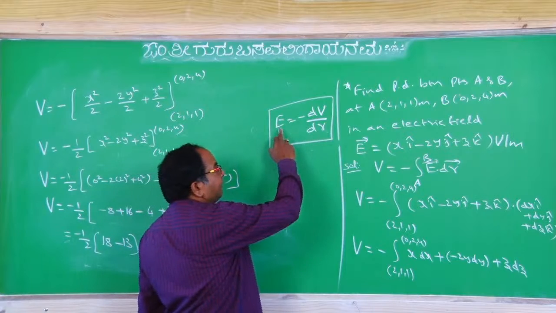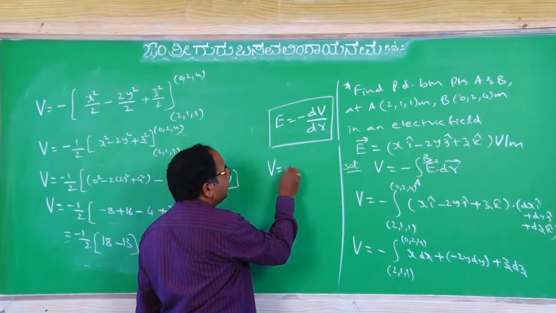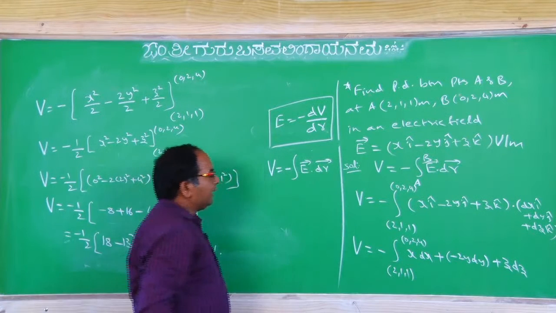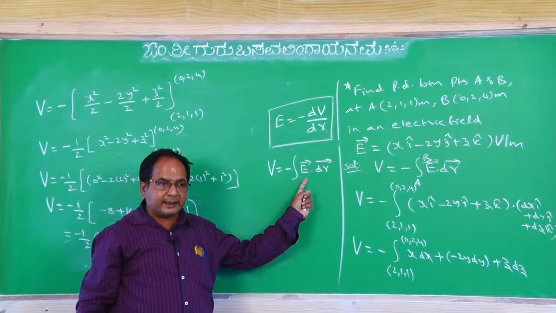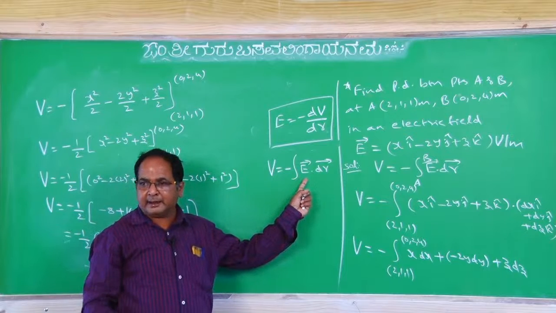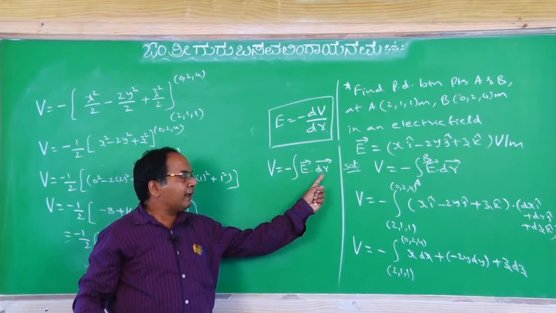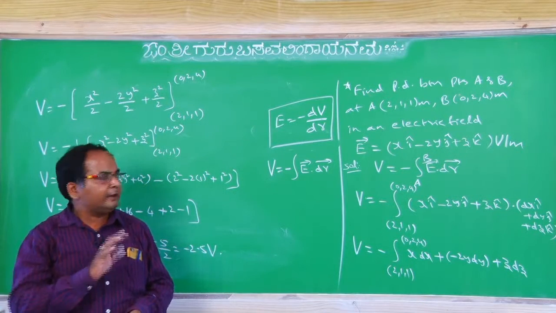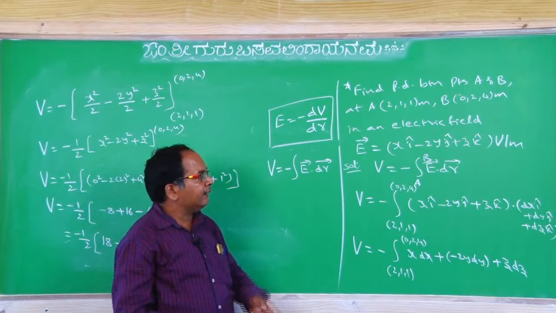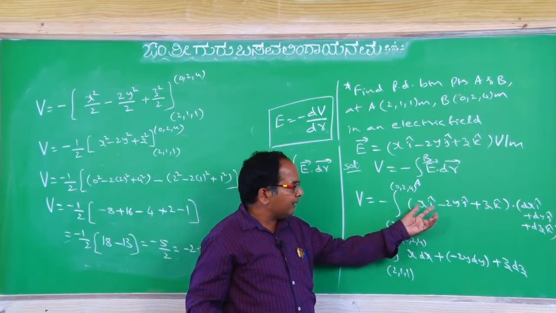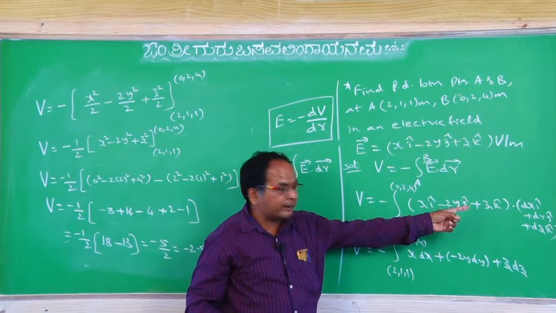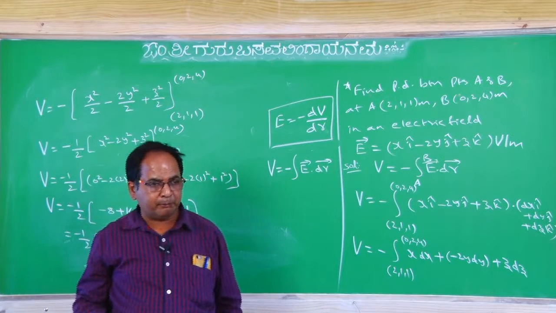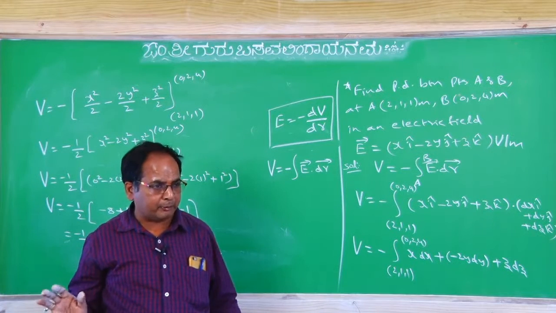Suppose E given, potential one means what? V is equal to minus integral E bar dot dr. Here E bar is what? Ex I cap plus Ey j cap plus Ez k cap. What is given? That one. And dr bar means what? dx I cap plus dy j cap plus dz k cap. In dot product here only what is that one? What is the remaining? This I cap coefficient into that I cap coefficient plus j cap coefficient into j cap coefficient plus k cap coefficient into k cap coefficient.